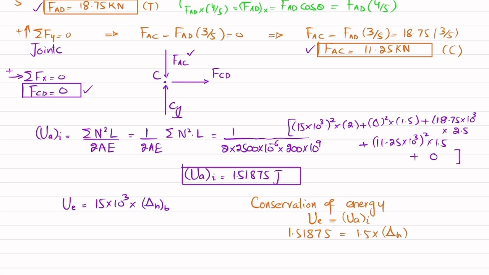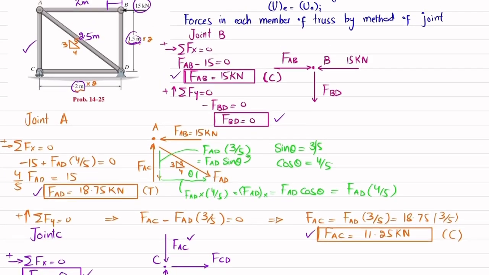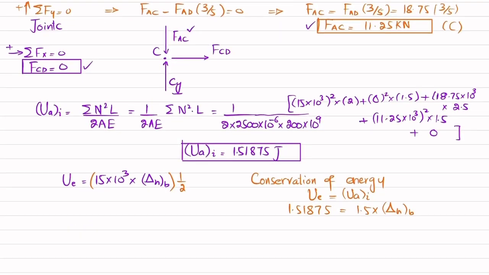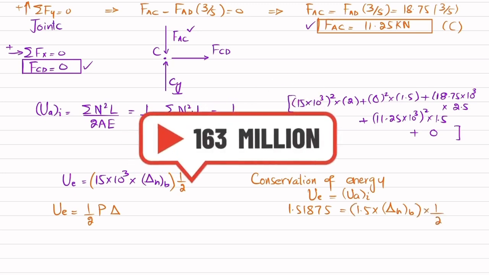Okay, one more correction is that due to this external work, this formula is 1 over 2 multiplied by load into the horizontal displacement. So make correction over here that UE is equal to 1 over 2 external load P into horizontal displacement. So I will write 1 over 2 as well over here. Clear?